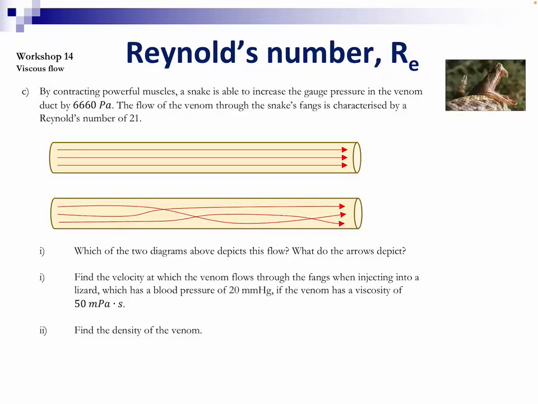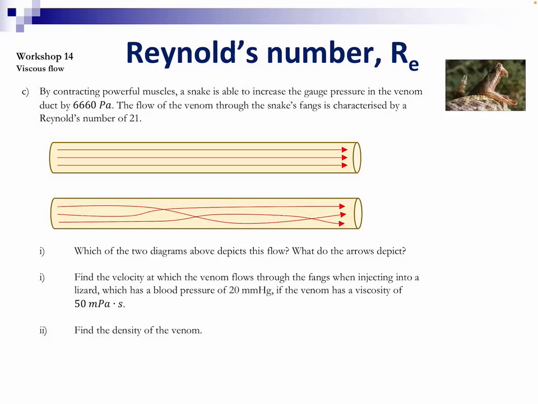Okay, and just to wrap up, let's look at the last workshop question. Here we're given that the pressure across the fangs of the snake is 6660 pascals. I'm sure that's just a coincidence with the 666. The flow of the venom is characterized by a Reynolds number of 21. So is the venom flow laminar or turbulent? With a Reynolds number of 21, it should be laminar.